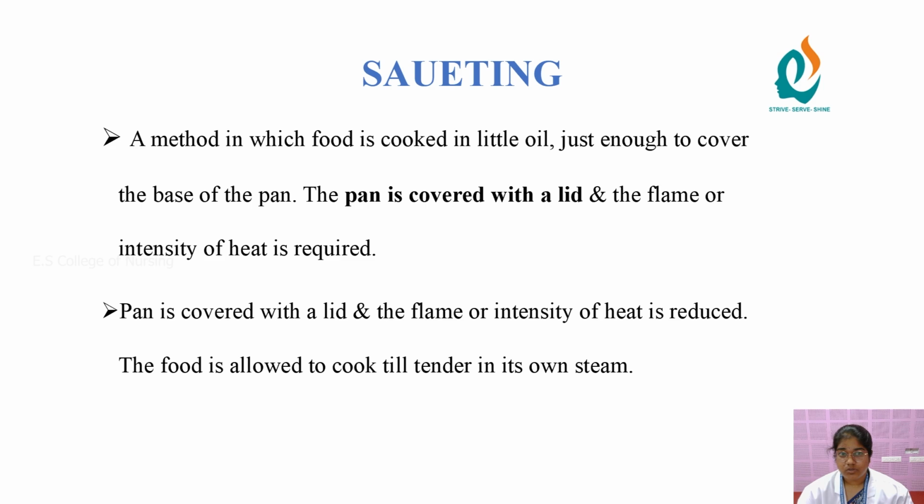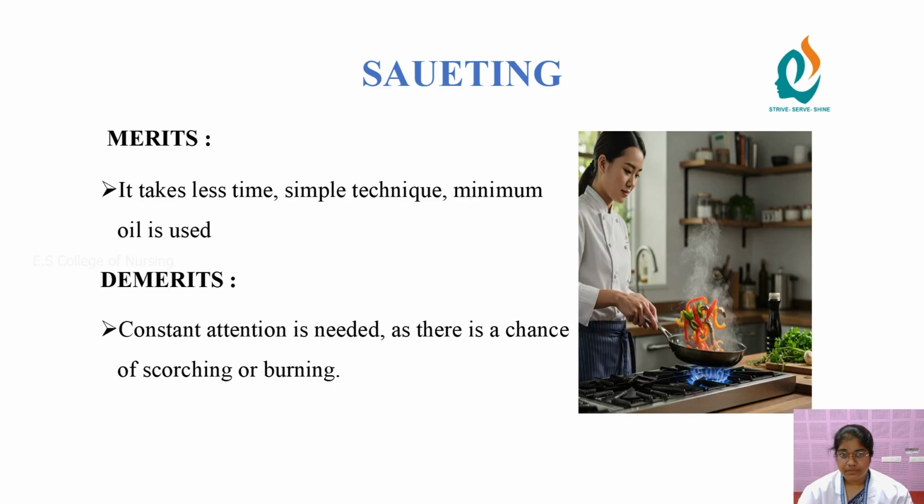So the next one is sauteing, a method in which food is cooked in little oil, just enough to cover the base of the pan. The pan is covered with the lid and the flame or intensity of heat is reduced. The food is allowed to cook till tender in its own steam. And the merits are it takes less time, it is a simple technique, and minimal oil is used. Constant attention is needed as there is a chance of scorching or burning.